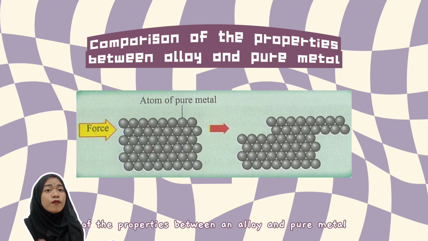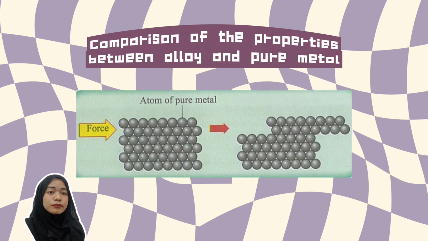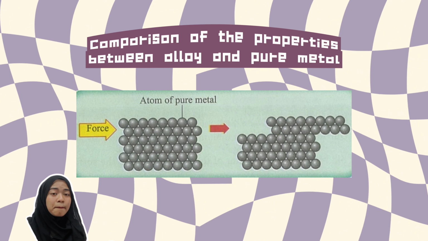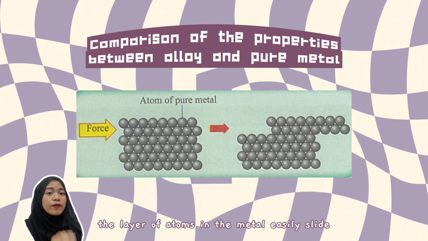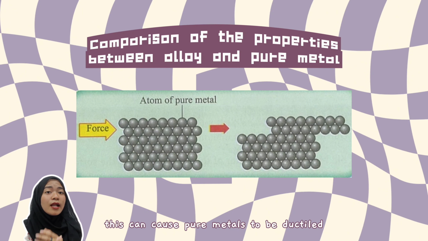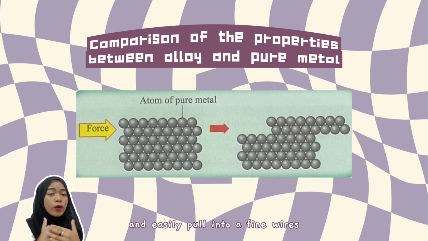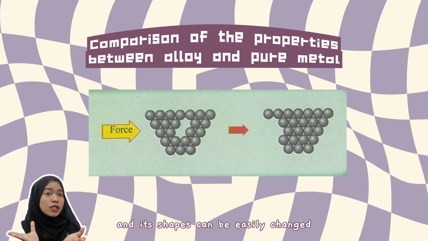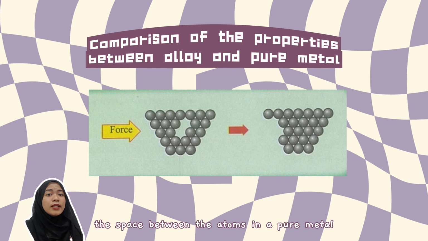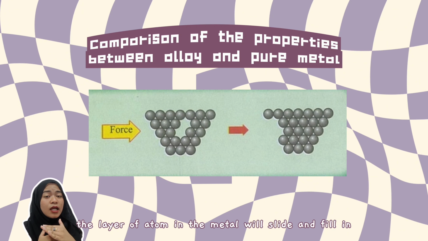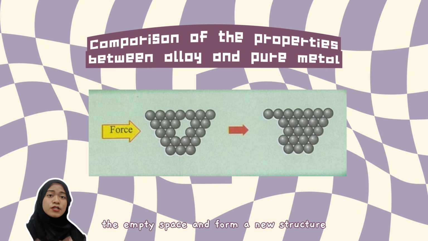Let's talk about the comparison of the properties between an alloy and a pure metal. You know that a pure metal is made of one type of atom that is of the same size and arranged in an orderly arrangement. When force is applied, the layers of atoms in the metal easily slide over each other. This causes pure metals to be ductile and easily pulled into fine wires. Pure metals are also malleable and their shapes can be easily changed. There are empty spaces between the atoms in a pure metal. When force is applied, the layers of atoms in the metal will slide and fill in the empty space and form a new structure.